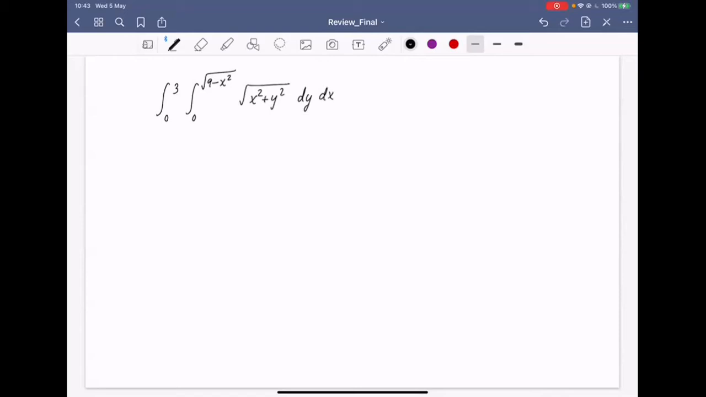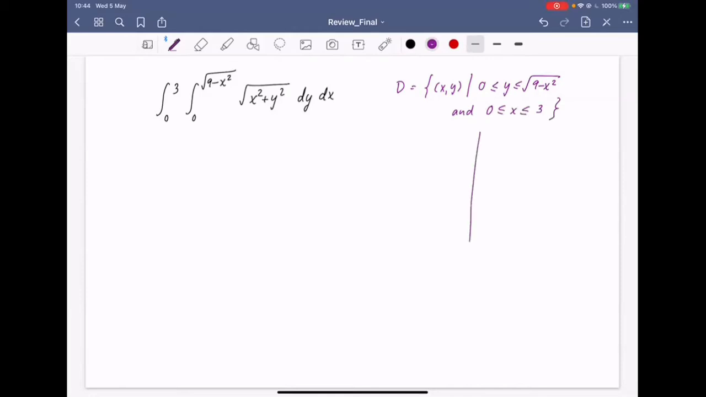Okay, here we're going to start by looking at the integral here. First of all, for sure, we need to draw a picture. Every time you need to draw a picture, because it's important that you know what region you are integrating over. Here it's the set of points x, y such that y is between 0 and square root 9 minus x squared, and x from 0 to 3. This is your domain D.